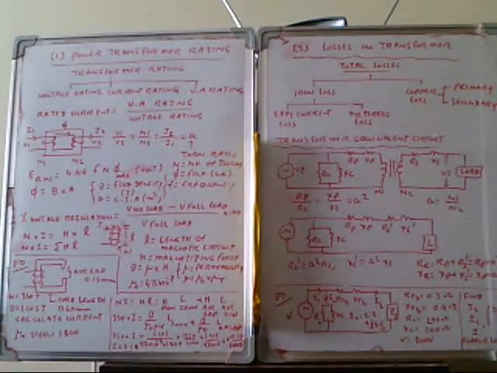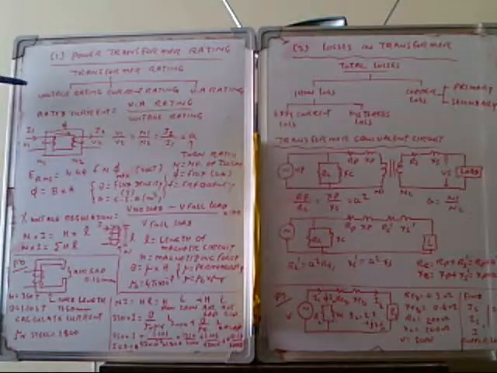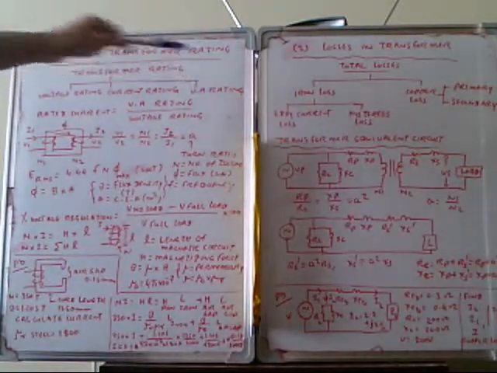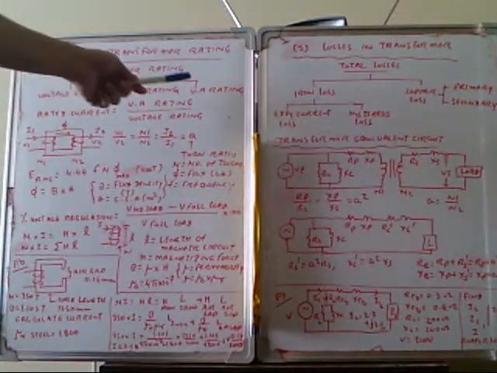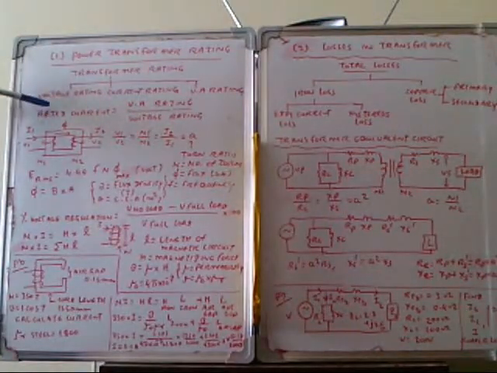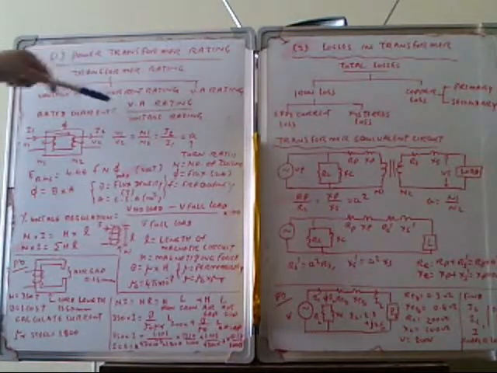Power transformer rating. The transformer rating can be classified as voltage rating, current rating, and power rating, which is the VA rating. So current rating is equal to the power rating divided by voltage rating.